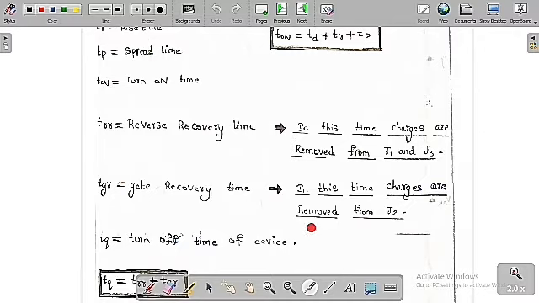So the device turn off time is the summation of reverse recovery time plus gate recovery time. TQ is called the turn off time of the device, which is the summation of the reverse recovery time plus gate recovery time. In the first we remove all the charges from J1 and J3; in the second we remove all the charges from junction J2.